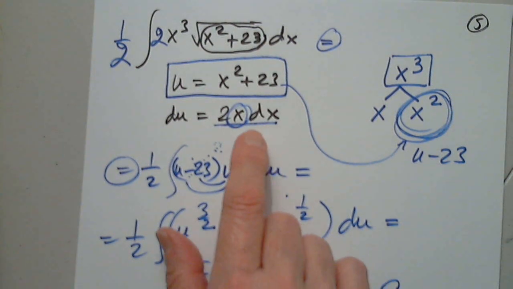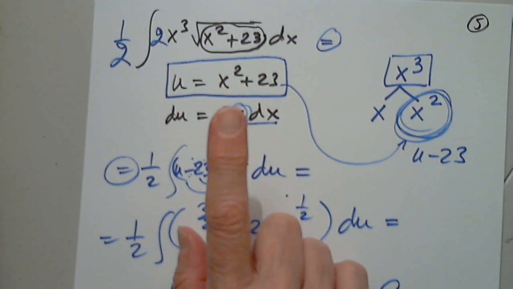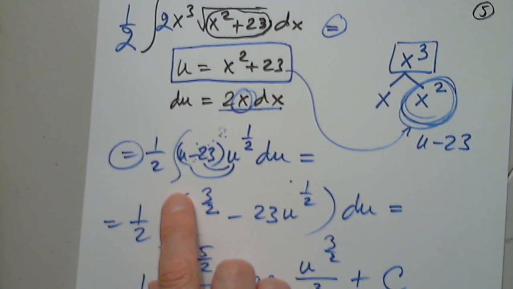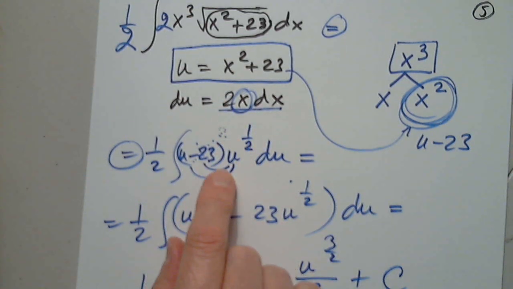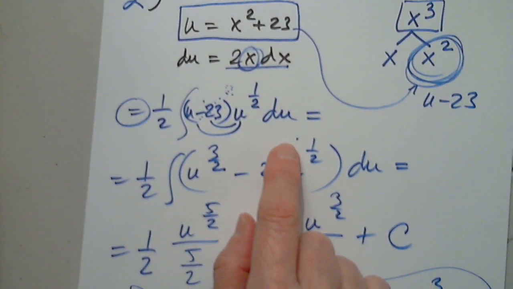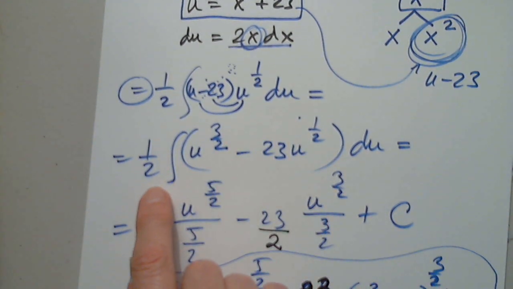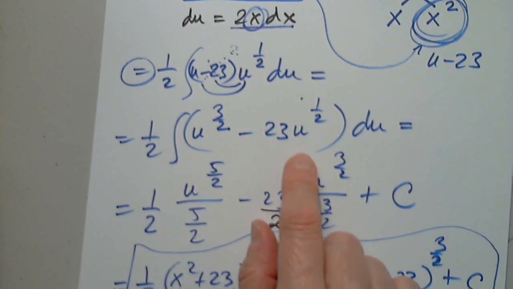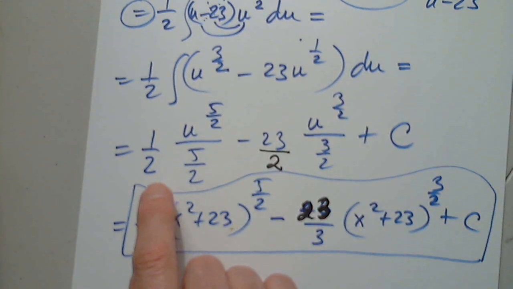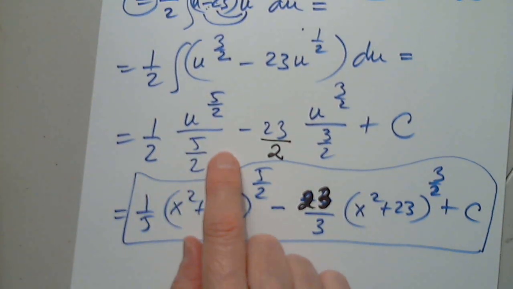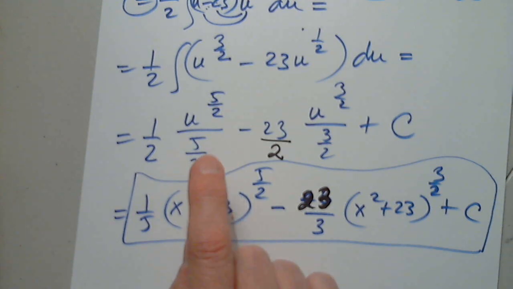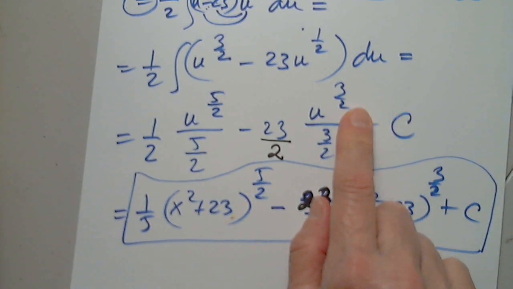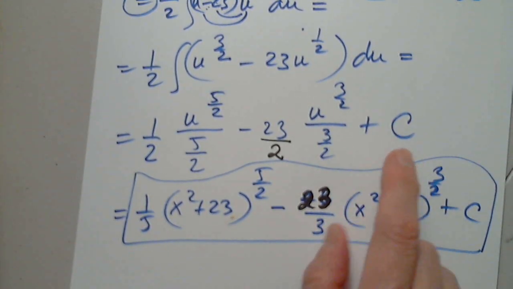Okay, give me 1 second, let me check. So that's correct, 2x dx. Now I'm checking everything. 1/2. We have u minus 23. We have u to 1/2. And we have du. 1/2. We distribute. 1 plus 1/2 is 3 halves. 23 u to 1/2 du. 1/2 in front. U to 5 halves over 5 halves. That's correct. Minus 23 over 2, u to 1/2 plus 1, 3 halves, over 3 halves, plus a constant c.